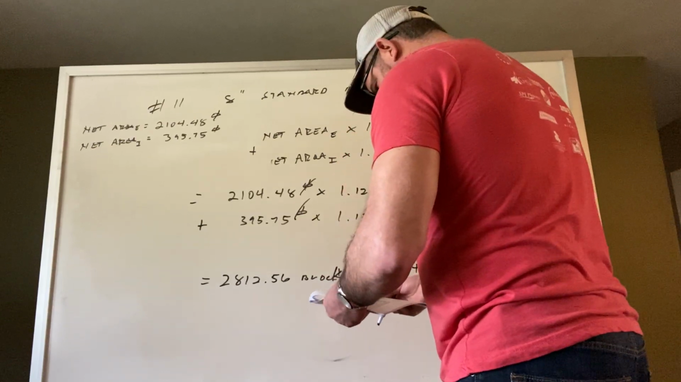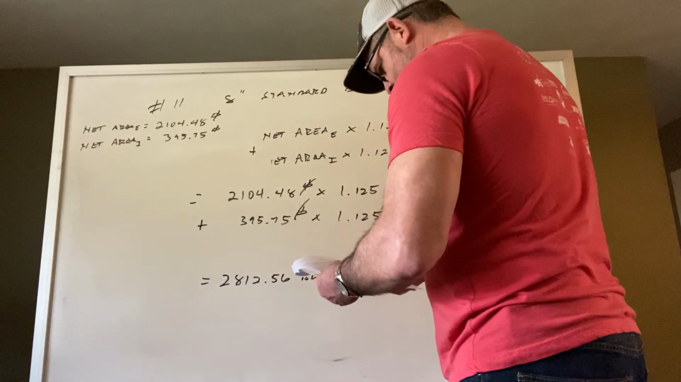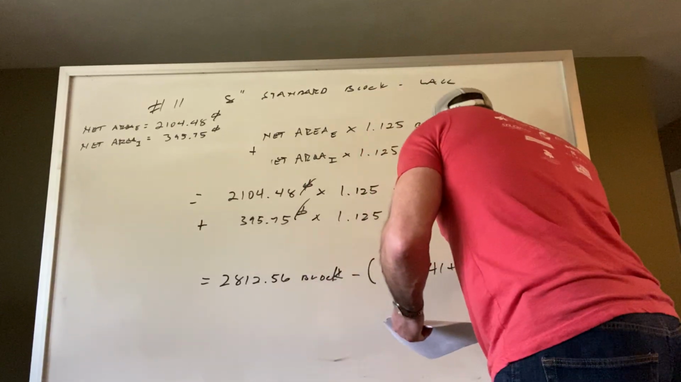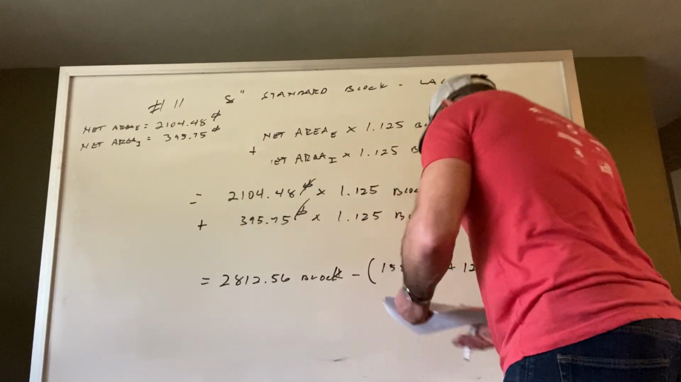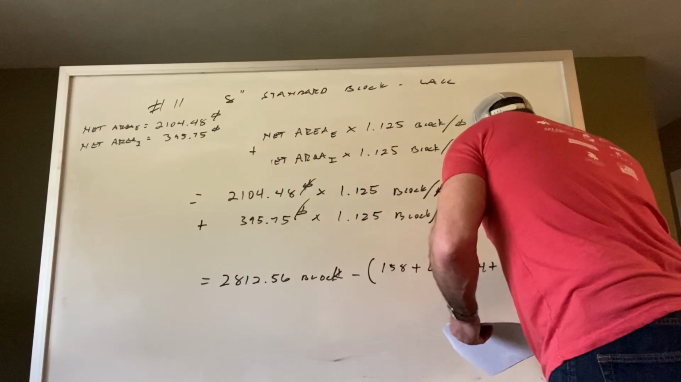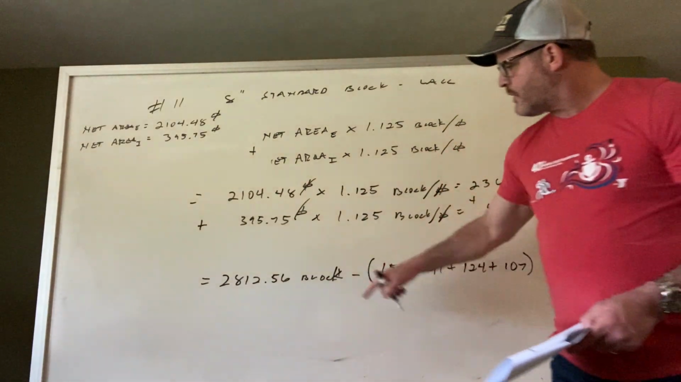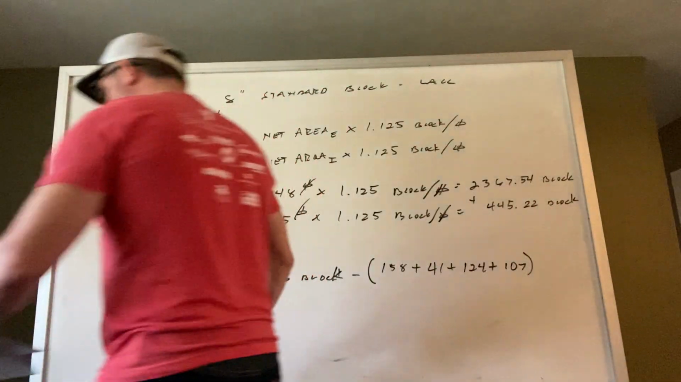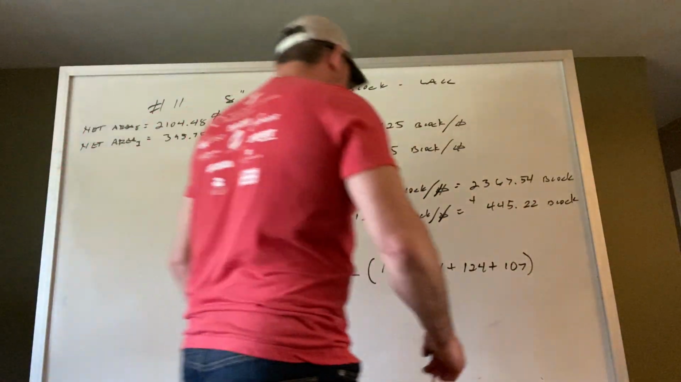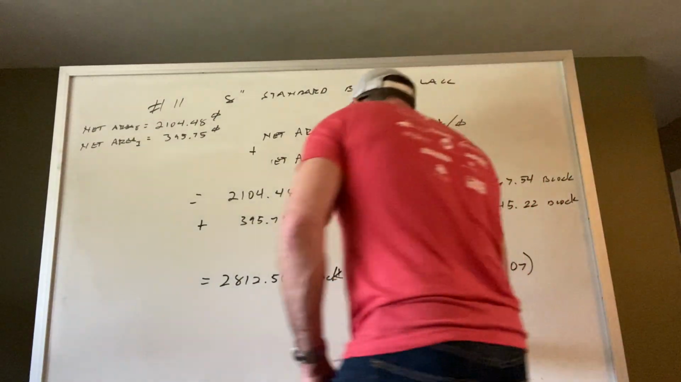I've got my lintel block, 41 of them. I've got my 8-inch corner block for my wall, 124 of them. I've got my bond beam block for my wall, 107 of them. So we are going to sum all that up, and then we're going to subtract it from that. And again, my units for those are block. We'll write that down next.